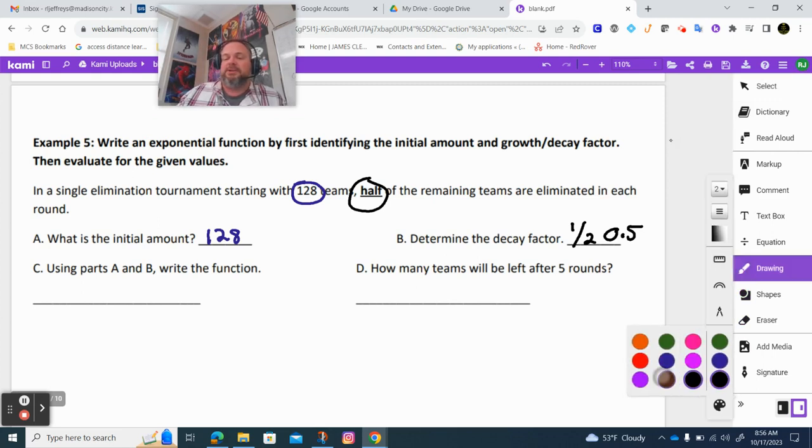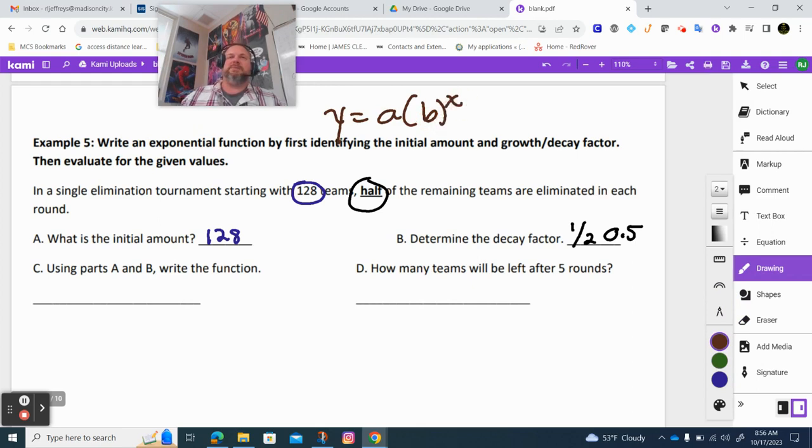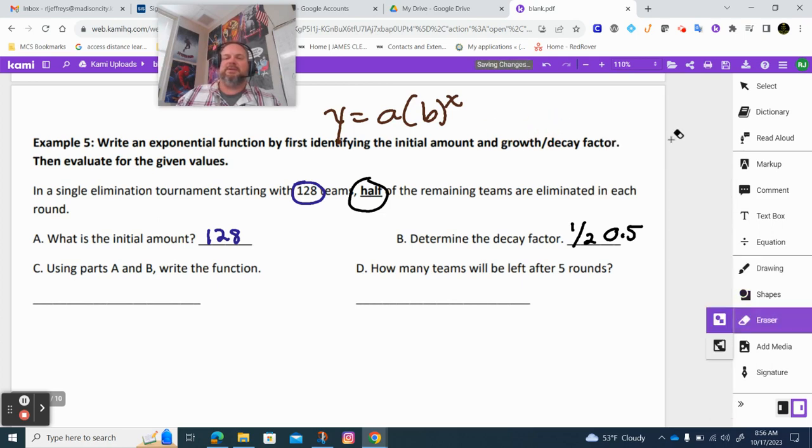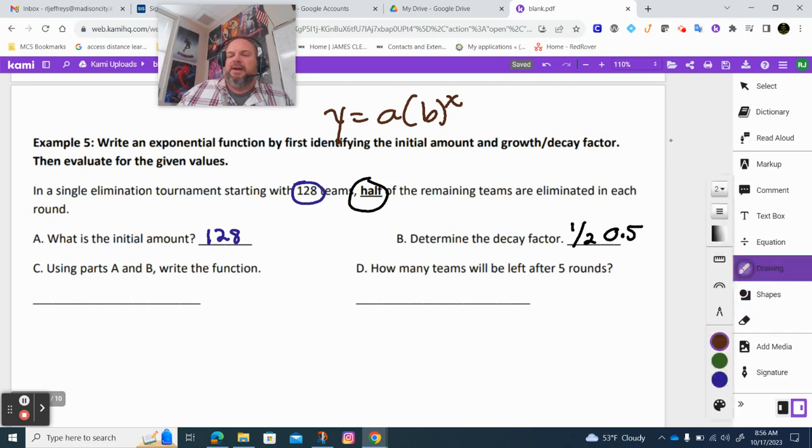Now remember, our function looks like this. And you can do parentheses. I'd rather you do parentheses because some of y'all try to do the dots like this. When it's handwritten, sometimes it's not great. Parentheses are easy. All right, so we're writing this. So this would be y equals 128 times 0.5 to the x power.